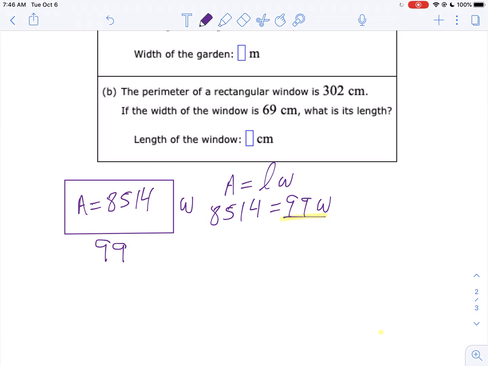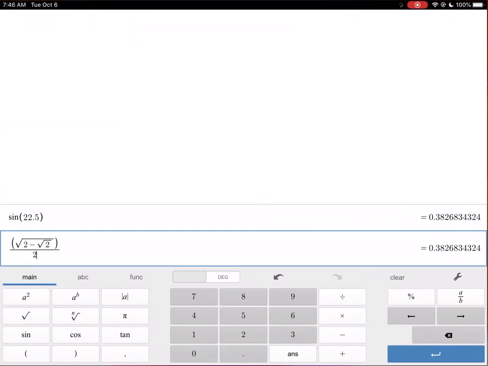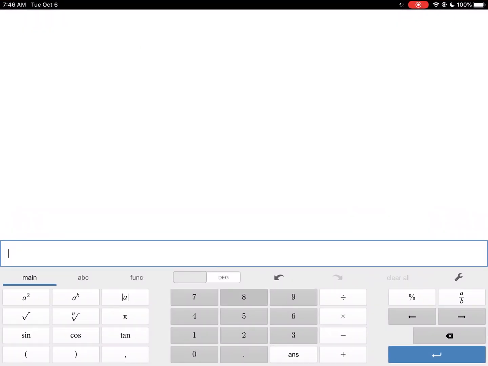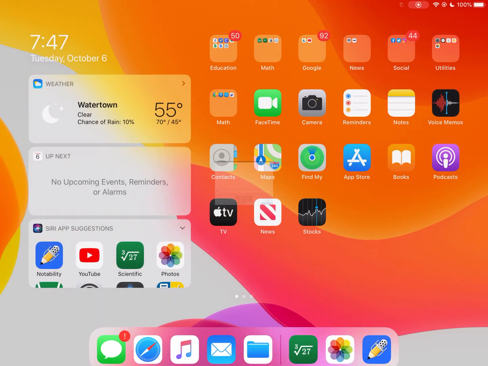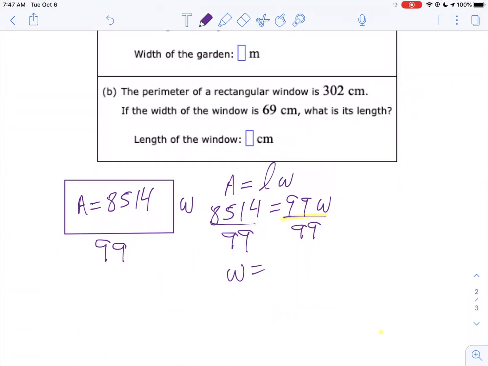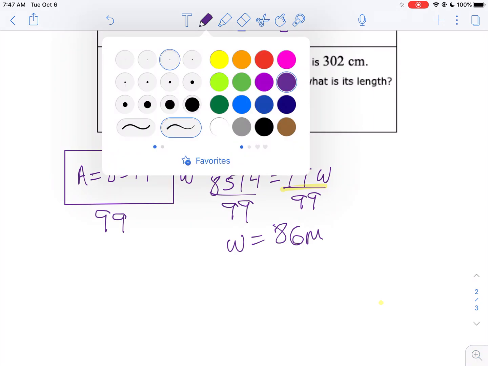Whoops. I want to use a calculator because I can't do that. So 8,514 divided by 99. And we end up with 86 meters. Now let's take a look at part B. Now part B is kind of the same, except notice now it's a perimeter. You didn't show any work, so I'm wondering if you just mix these two up.